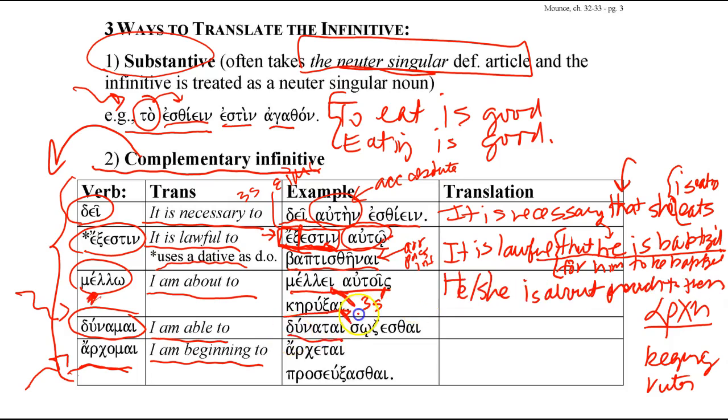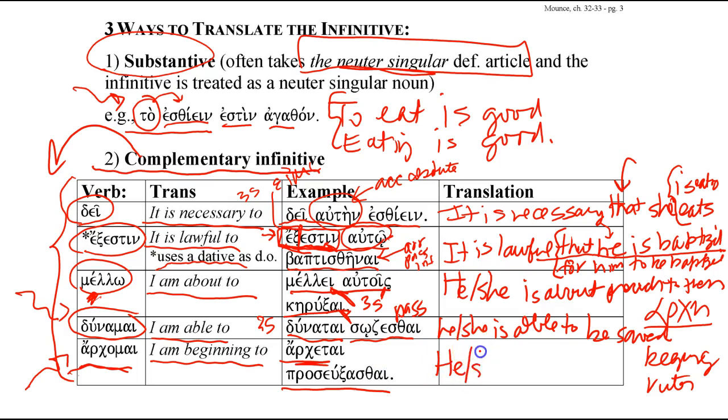Autois, dunatai. Third person singular. So he, she is able to, and then sothenai. So this could be middle, or it could be passive. Both are possible, but I'm going to translate this passively. So he, she is able to be saved. And then the last one, archetai proseuchesthai.